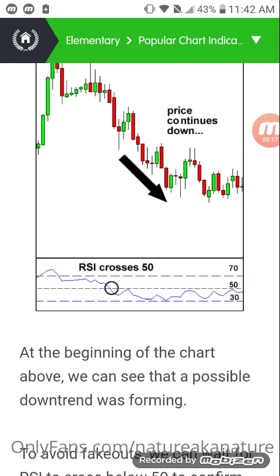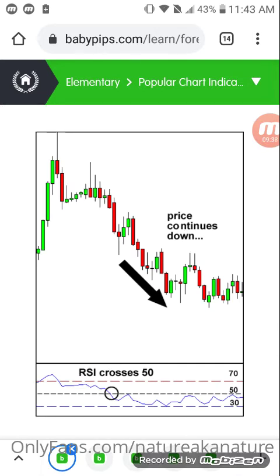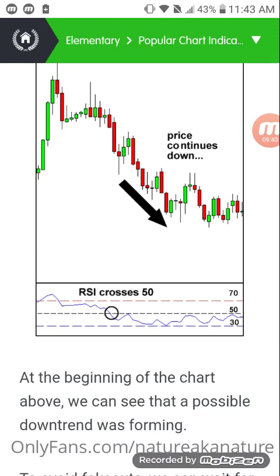This is what the RSI looks like in MetaTrader. You'll see it at the bottom of your MetaTrader chart, with 70, 50, and 30. This is another example. Price crosses over the 50, the center line, and once it crosses the center line, price continues down. At the beginning of the chart above, a possible downtrend was forming once it was overbought at the 70 level and started heading back down to the 50 center line level. Between 70 and 30 is 50.